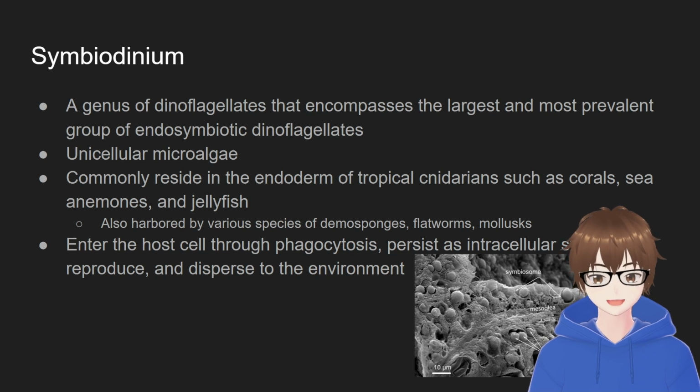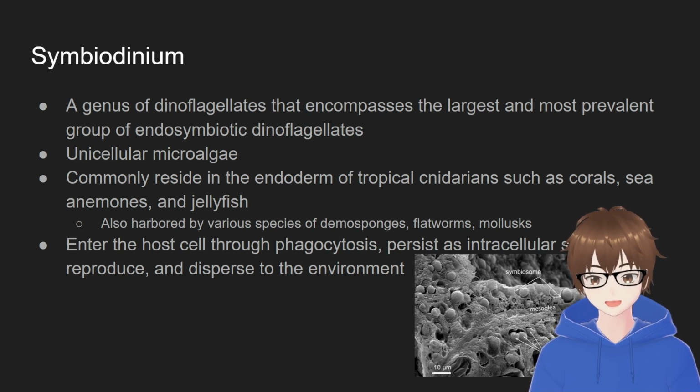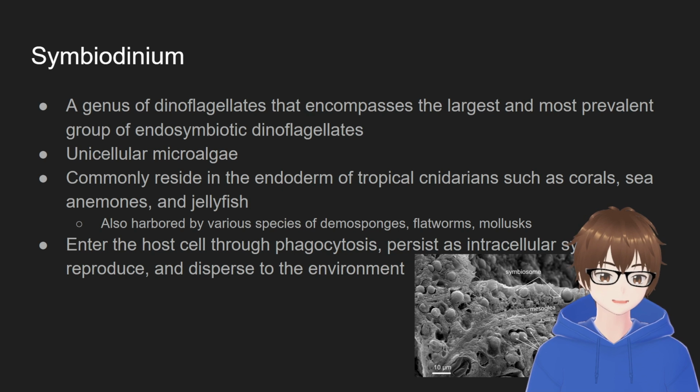So this algae that grows on the corals is Symbiodinium, a genus of dinoflagellates that encompasses the largest and most prevalent group of endosymbiotic dinoflagellates. It is a unicellular microalgae and commonly resides in the endoderm of tropical cnidarians such as coral, sea anemones, and jellyfish. So they're not just on corals, they can be on a few other types of creatures. Also harbored by various species of flatworms and mollusks and demosponges.